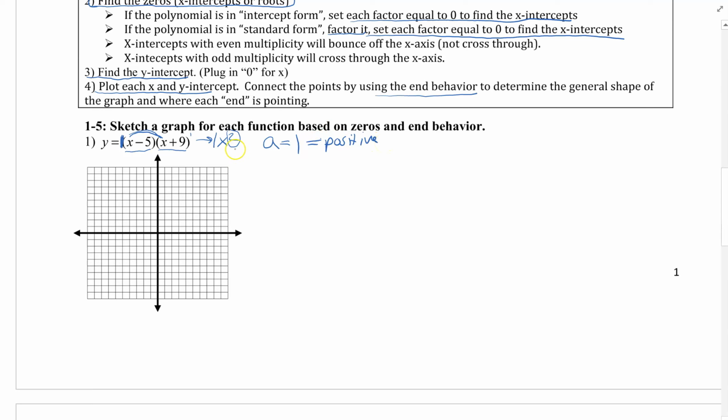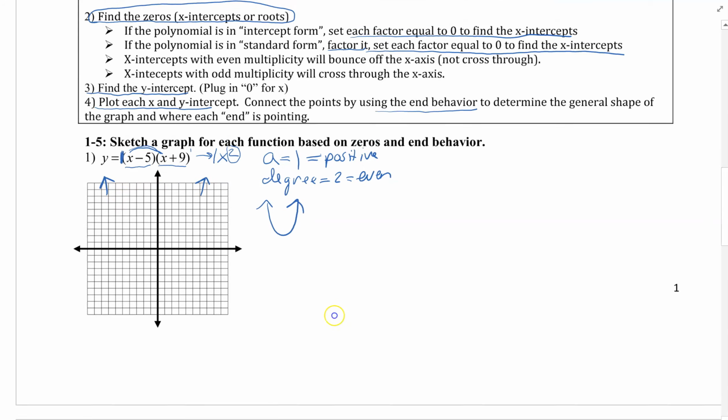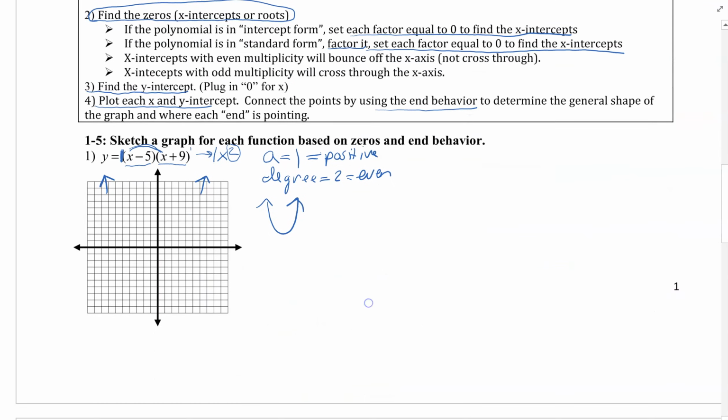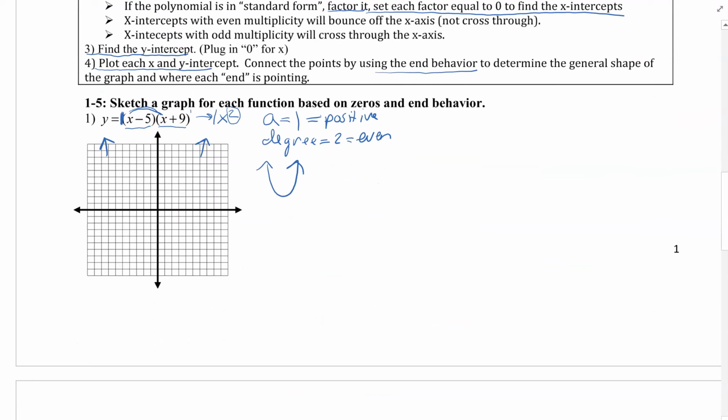So the fact that my degree is even, it's 2, and my a value is positive, that tells me that the ends of this graph are both going to point up. Of course, we knew that because it's a quadratic, so we knew that the graph would look like a parabola, something like this. But I still wanted to show you how we can use the end behavior to also determine that. If the degree is even and the a value is positive, both ends will face up. Okay, so that's step 1. Step 1 was finding the end behavior.